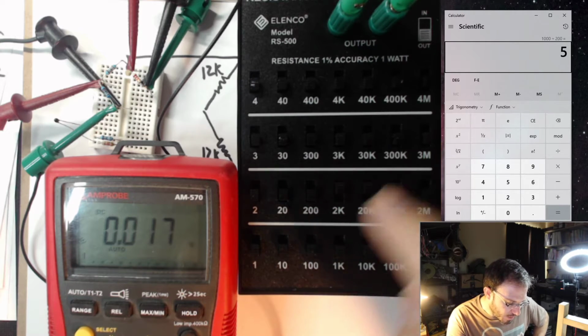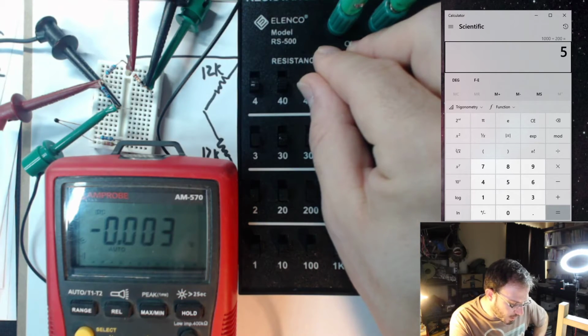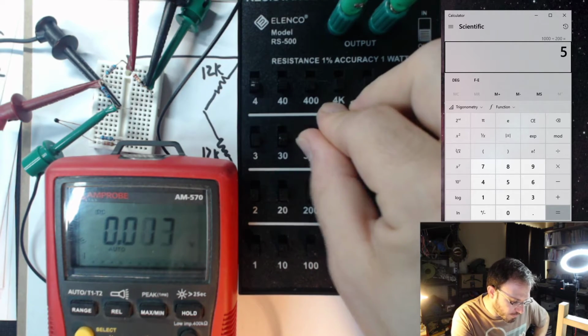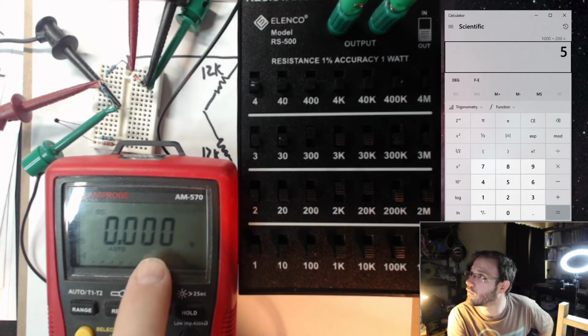Let's add 1K to that. Too far. Okay, let's start messing with the hundreds now. Let's do 400. Oh, close, but we did go over. So let's turn off the 400, turn on the 300. Hey, I'm exactly at 0 volts.